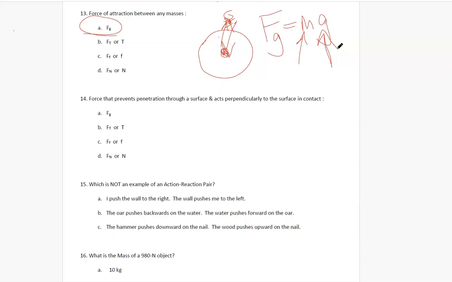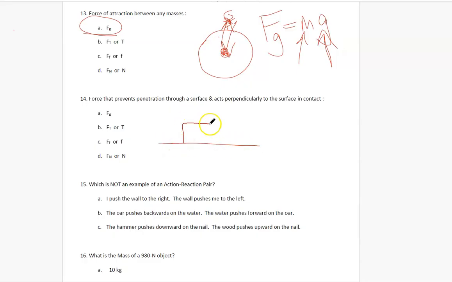So they're all multiplied and divided by each other in a certain formula to give us this little g. But the little g is actually more complicated than you might think. But it includes the mass of the Earth in that number. All right, number 14, a force that prevents penetration through a surface and acts perpendicularly to the surface in contact.